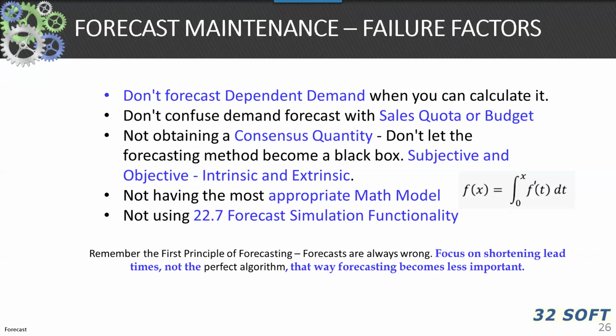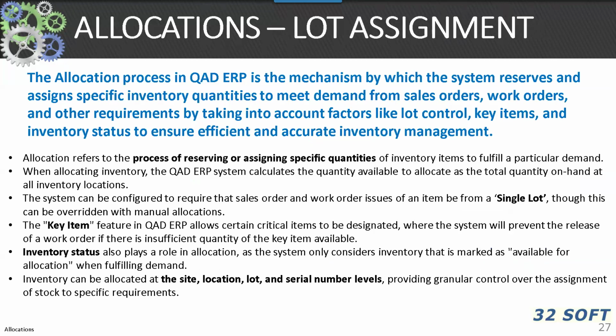Don't let forecasting become a black box. You need subjective, objective, intrinsic, extrinsic forecasting. If you do not use the appropriate math model, you can screw things up pretty good. And primarily, you must use 22.7. Otherwise, you lose everything to spreadsheets. Remember, the first principle of forecasting is that it's always wrong. Focus on shortening lead time, not trying to use the perfect algorithm. Shorter lead times make forecasting less important.